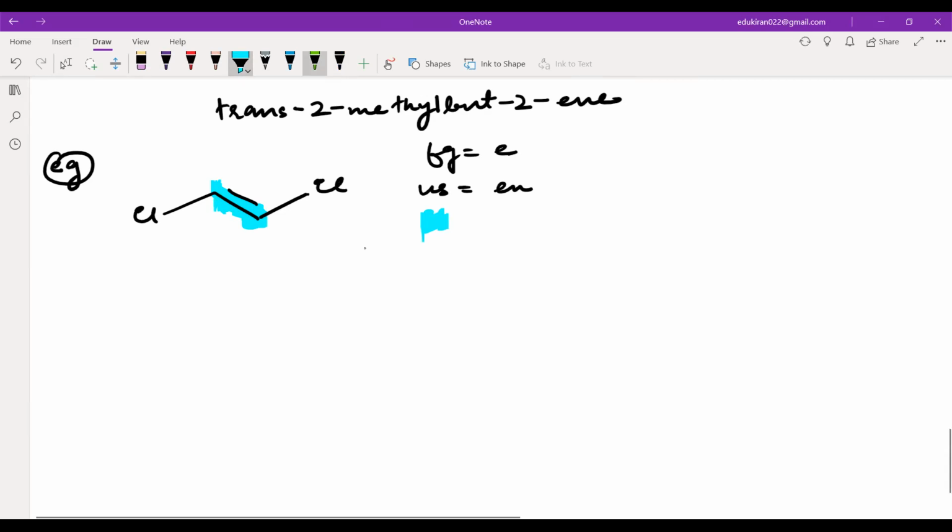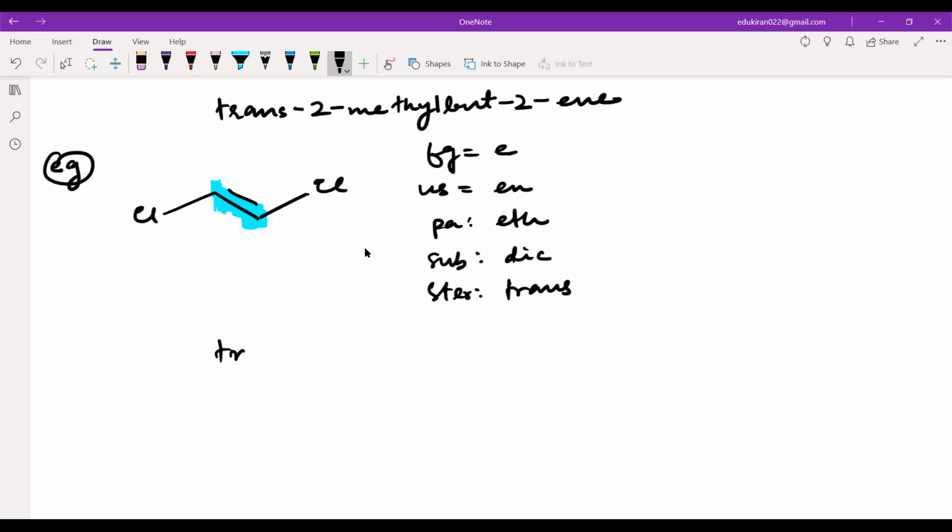So unsaturation, then parent, and this will be eth. Then no substituent is there. And after that you have stereochemistry. The stereochemistry is trans. Oh, for the substituent we have dichloro. Sorry, I forgot dichloro. This will be 1, 2. So you will have trans 1, 2, dichloroethene. Trans 1, 2, dichloroethene.